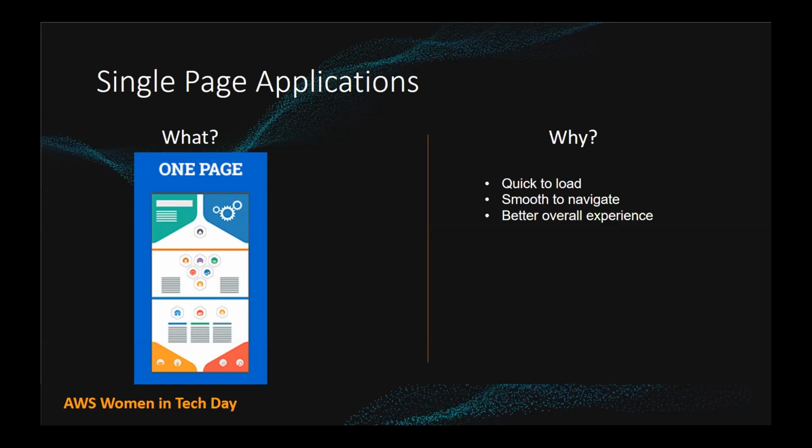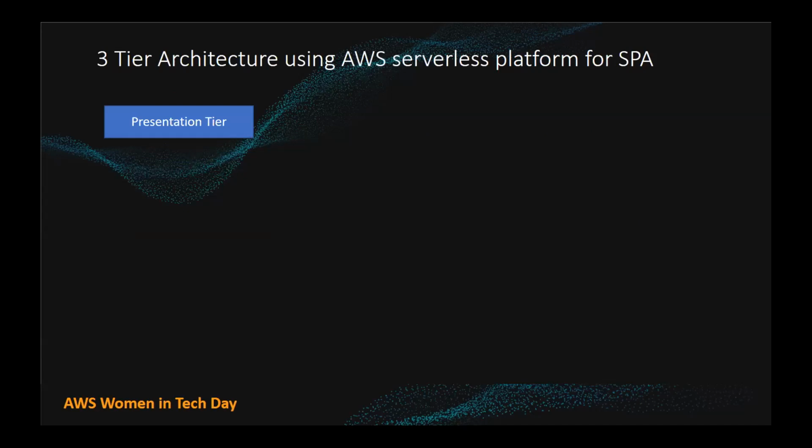Now, coming to the three components that we addressed as discussed on the agenda, we talked about three-tier architectures. What are the components of three-tier architectures, and why should you think about them? The second concept is serverless. What is serverless, and why should you think about serverless? And the third is single-page applications. What are single-page applications, and why do you require them? What are the benefits?